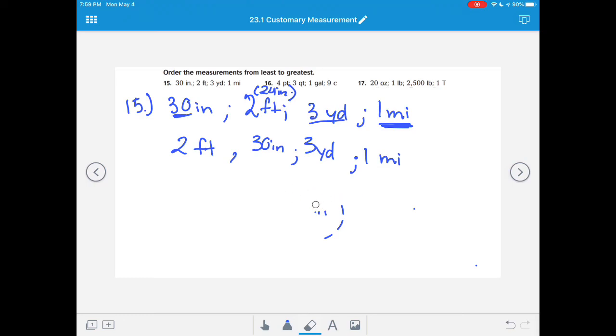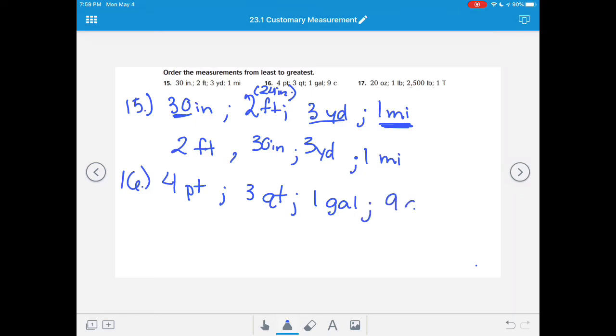Number 16, we are comparing 4 pints versus 3 quarts versus 1 gallon versus 9 cups. Okay, so I don't know about you, but quarts, gallons, cups, and pints are a little bit more foreign to me. So what we're going to do is we're going to pull up that other picture so that we can really get a good comparison.